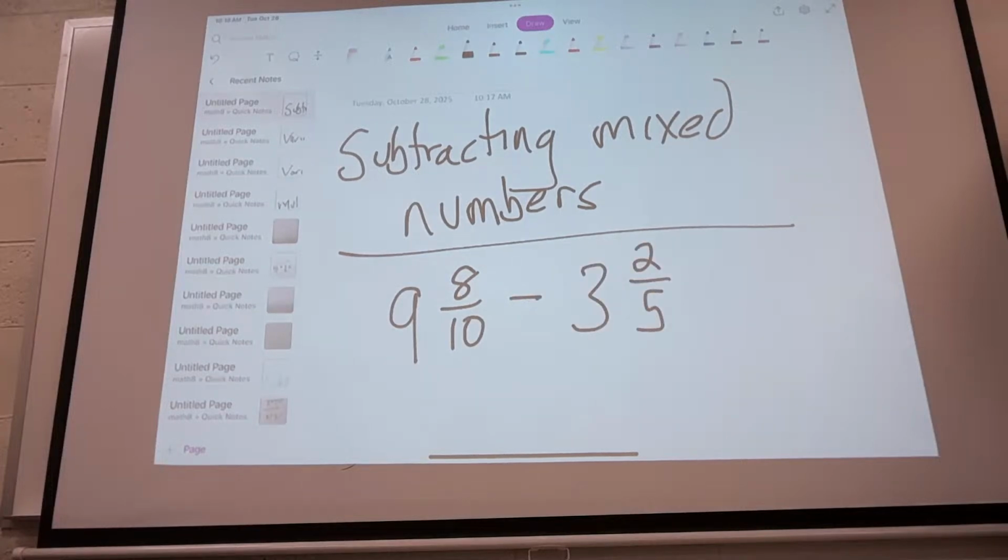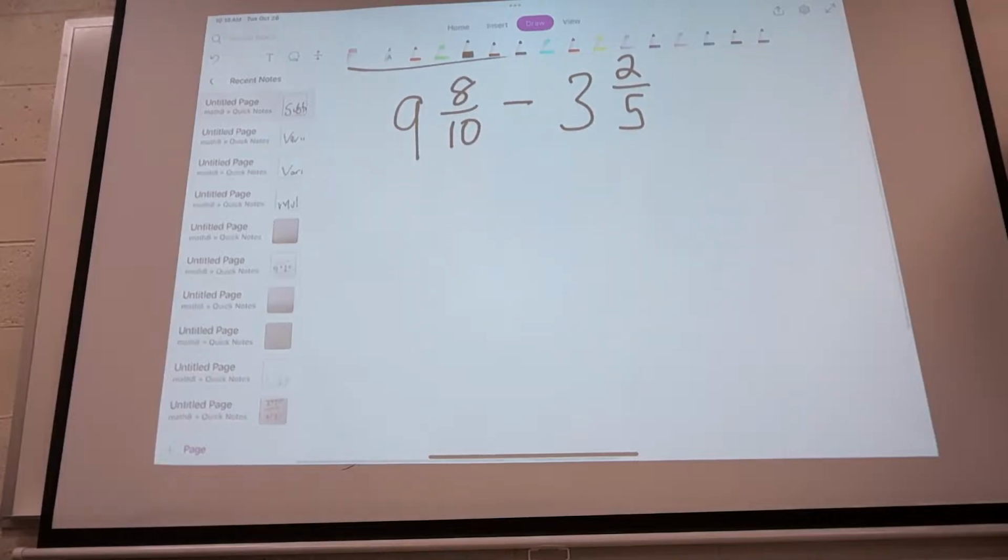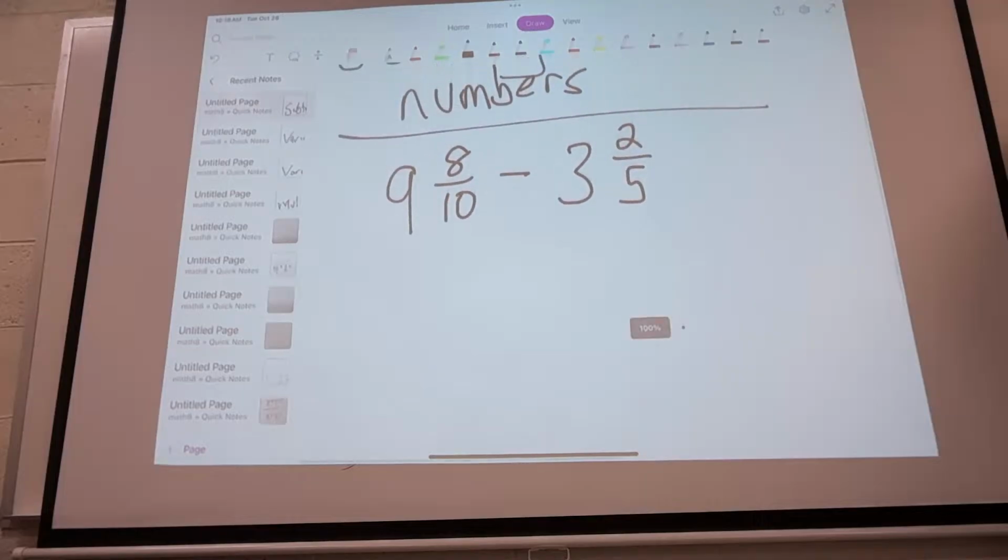9 and 8/10 minus 3 and 2/5. Let's give this a shot. All right. What's the first thing we're going to do? Any ideas?